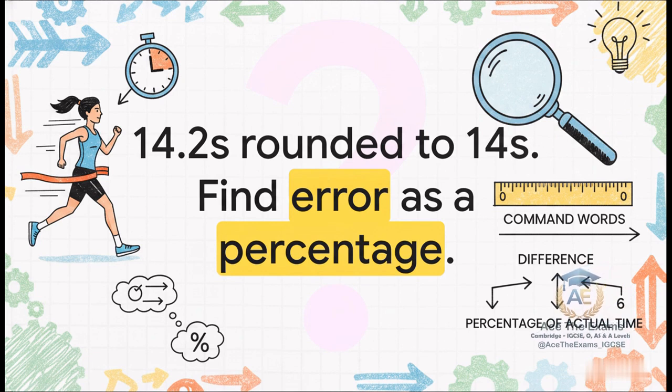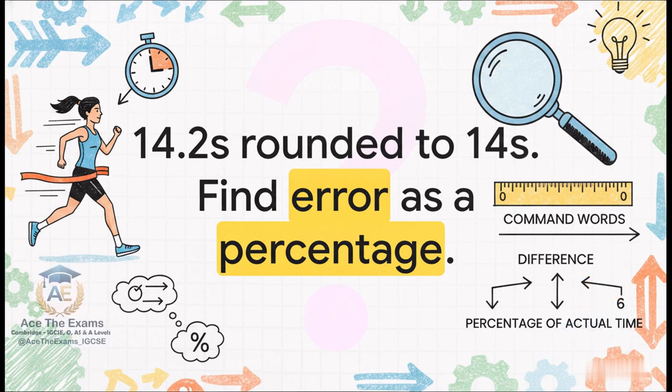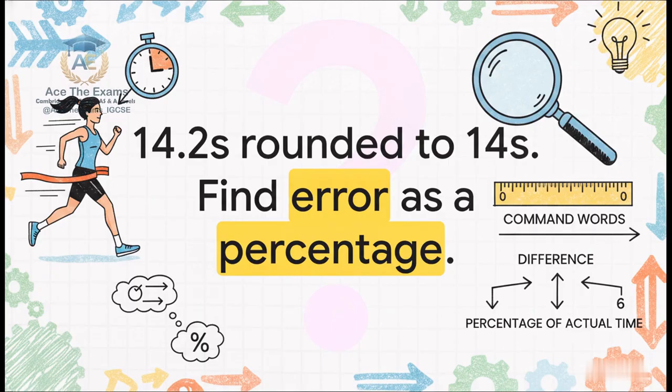Let's look at this race time question directly from Assessment 4. A girl runs a race in 14.2 seconds. If she rounds her time down to 14 seconds, what is her error as a percentage of her actual time? Think about how our friend Alex approaches this. He sees 14.2 and 14, he subtracts them to get 0.2, and he just writes 0.2% as his final answer. He has the raw facts, but absolutely zero analysis of the command words. The question didn't ask for the raw difference, it asked for the error as a percentage of our actual time.